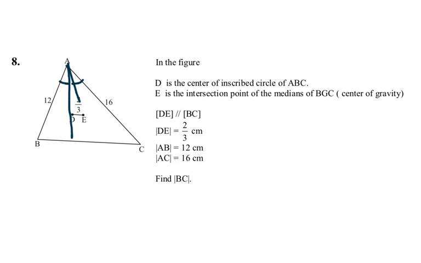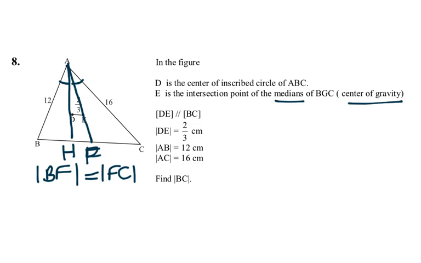Also, if we join A to this point E, which is the intersection point of the median, or the centre of gravity, then we know that this length, if we call this D here, and maybe let's give this, oh, D's already used, let's use F and H, then what we can say is that BF must be equal to FC because that line AF is a median. So we'll put in these equal line markings.